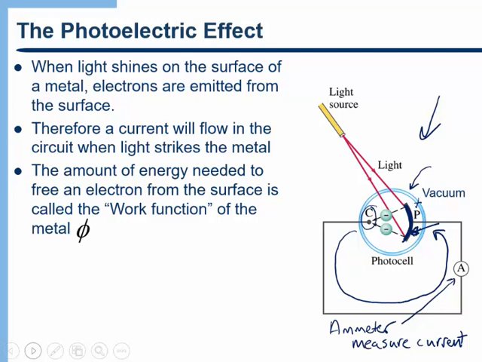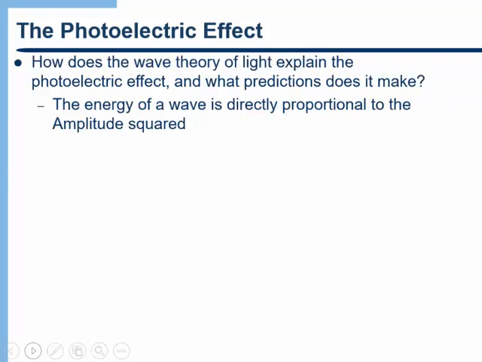And so we can see that it makes sense. We shine light on the metal, we're providing energy. Some of that energy is getting absorbed by the electrons, and that's what allows them to escape. What we now want to look at, though, is the details of that process. Let's first think about what the wave theory of light would predict for the photoelectric effect.